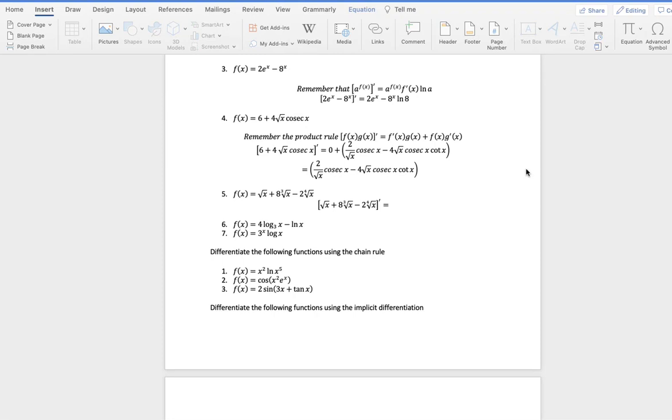Is it 1/2 x raised to negative 1/2 plus 8/3 x raised to negative 2/3 minus 1/2 x raised to negative 3/4? Okay. Anyone else?